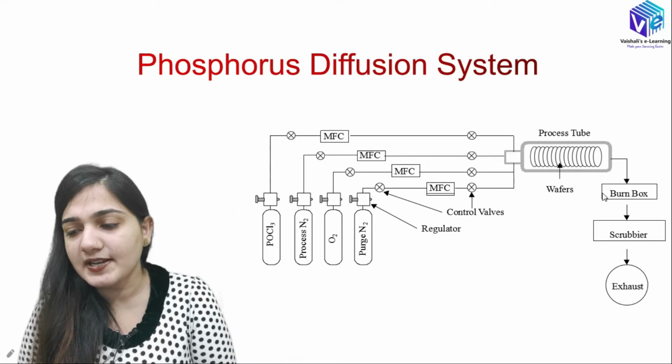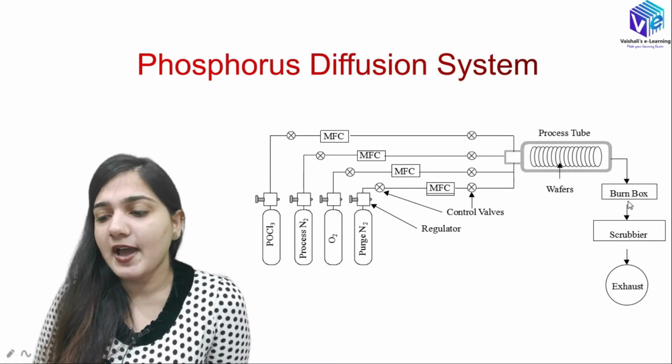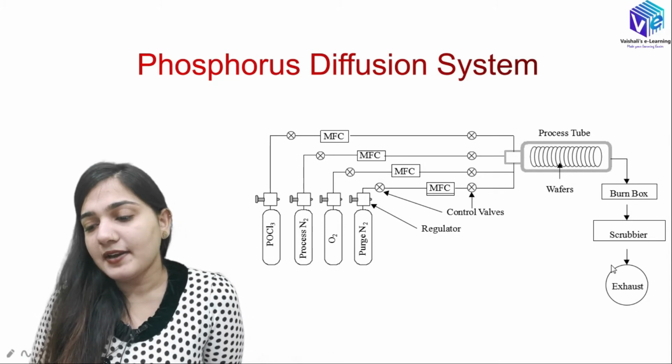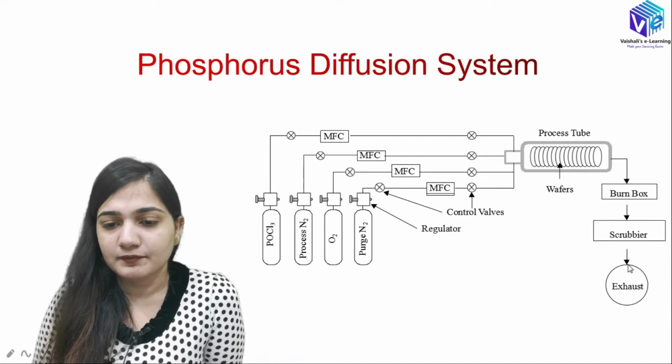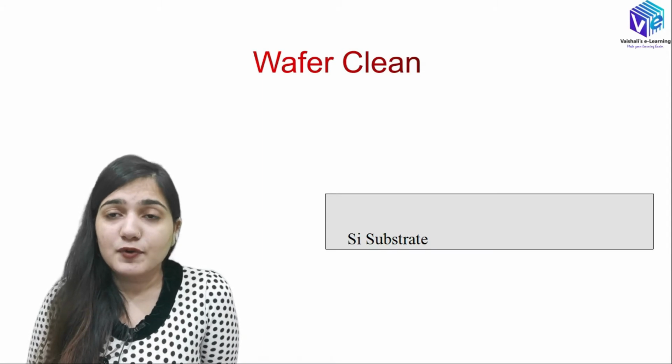After that we will be sending these wafers, after the diffusion process has already happened, to the burn box, and after that we will be sending it to the scrubber, and all of the waste gases will be going to the exhaust. Okay, so now coming to the process, you must understand all of the process steps.